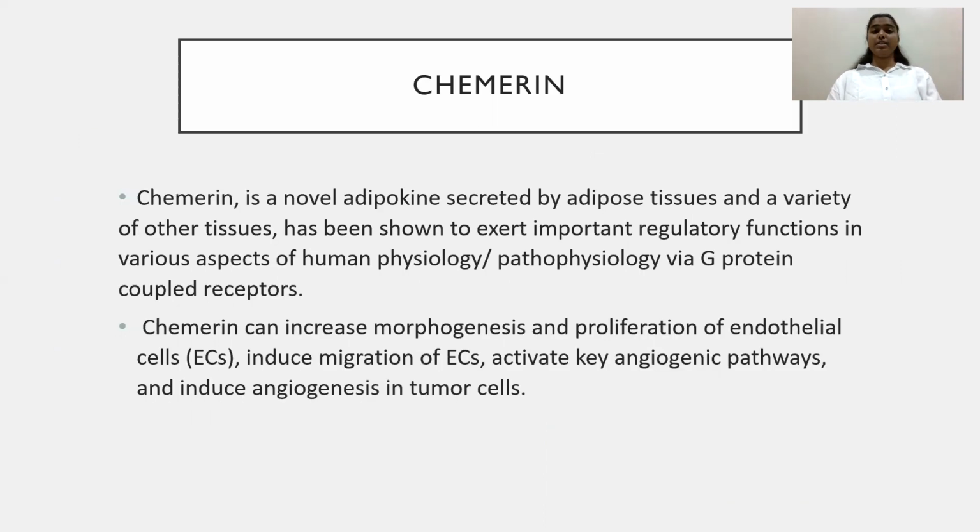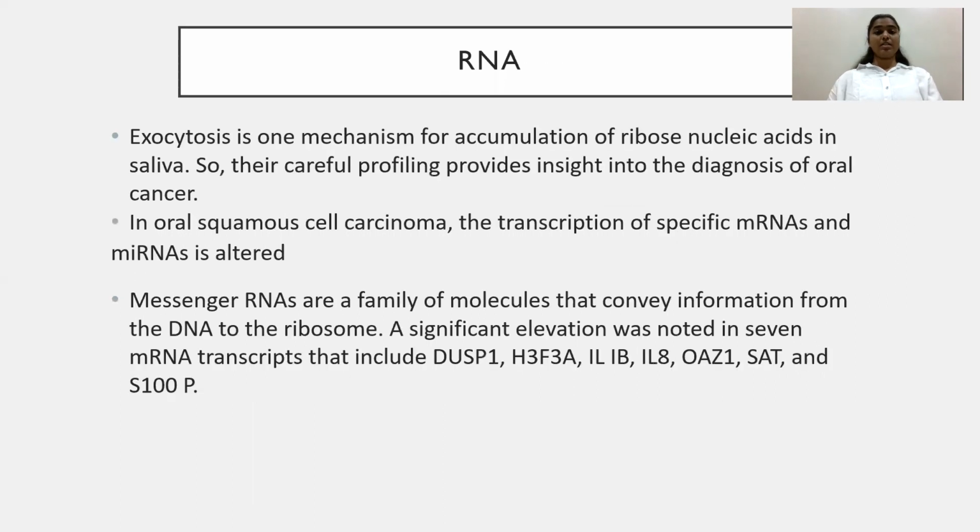The next biomarker is chemerin. Chemerin is a novel adipokine secreted by adipose tissues and variety of other tissues. They have shown to exert important regulatory function in various aspects of human physiology or pathophysiology via G protein coupled receptors. Chemerin can increase morphogenesis and proliferation of endothelial cells, induce their migration, activate key angiogenic pathways, and induce angiogenesis in tumor cells.